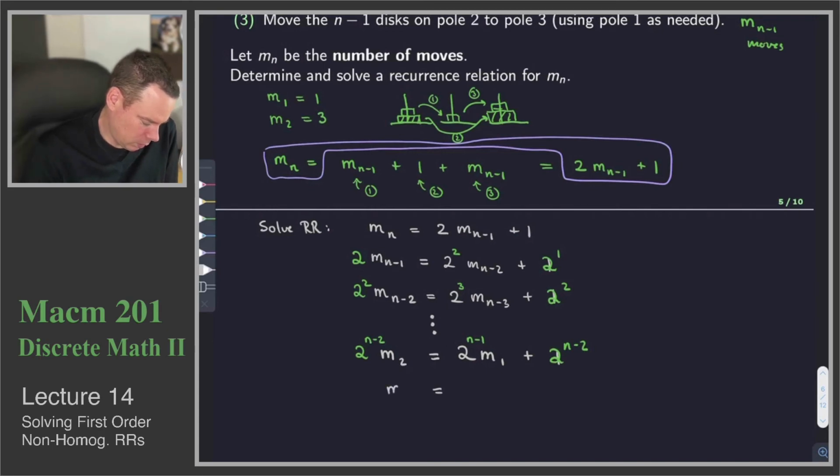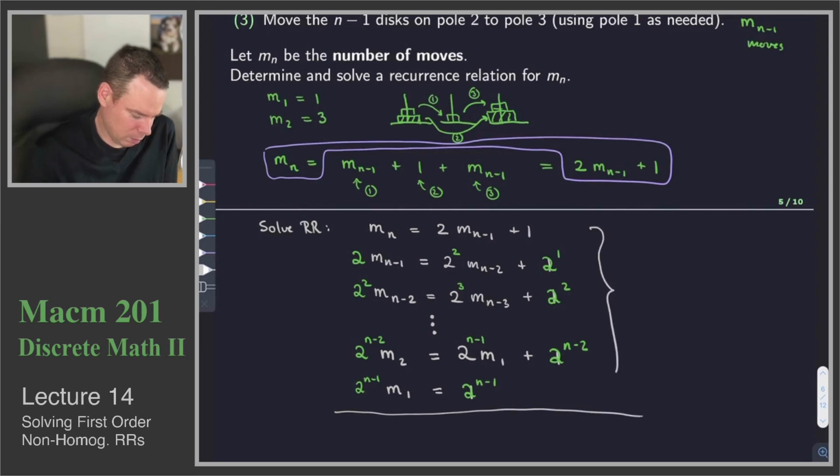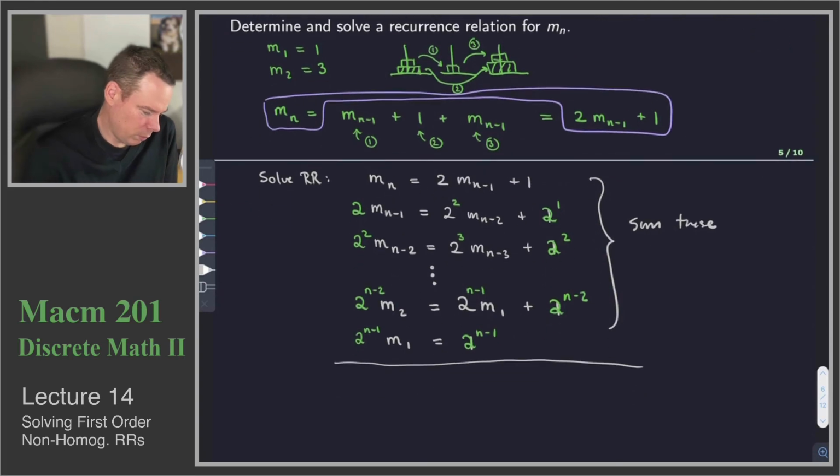And then we've got our m sub 1. M sub 1, that's our initial condition. So that's equal to 1 here. And in order to get it canceling with this, I'm going to multiply it by a 2 to the n minus 1. So we get a 2 to the n minus 1 and a 2 to the n minus 1. And there we go. We've got all our equations all ready to go to be summed. So we will sum these. When we sum them up, we get that cancels with that, that cancels with that, that cancels with that, and so on down the line.